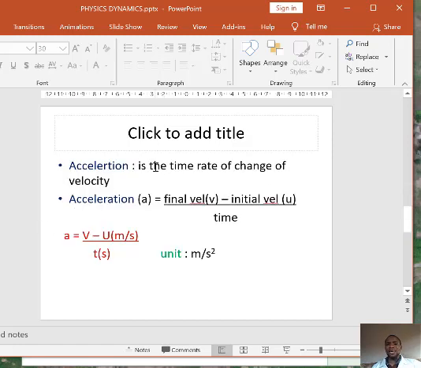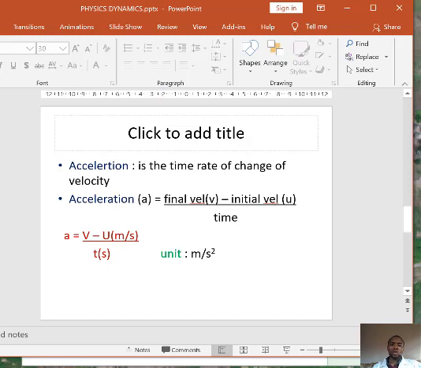Then we also have acceleration. Acceleration is the time rate of change of velocity, meaning change in velocity over time, which means we have final velocity minus initial velocity divided by time. Initial velocity is represented with U and final velocity is represented with V. So we are going to have V minus U all over T as acceleration. A equals V minus U all over T. The unit of this one is meter per second squared.